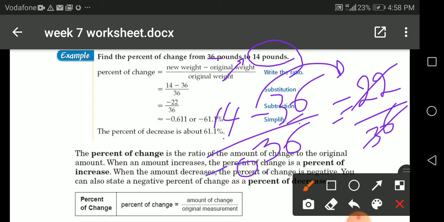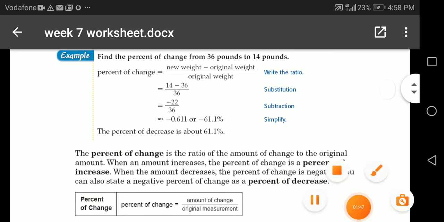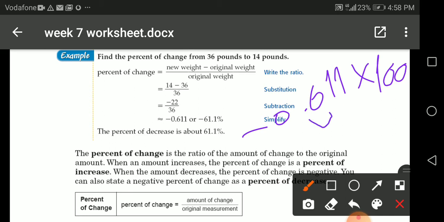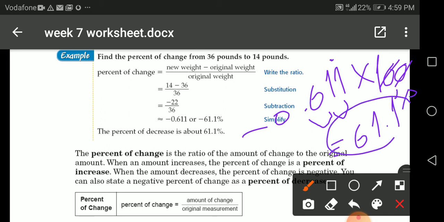we've got what? Negative 0.611. Okay. And I want this number as a percentage, so multiply by 100. When I multiply by 100, I move the decimal point two decimal places because there are two zeros. So the new decimal point will be put here: 61.1. Don't forget to write the percent. Don't forget to write what? The negative sign. So the percent of decrease is about 61.1.